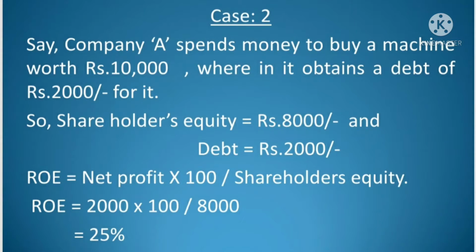Let us see another case. Say there is a company A and it spends money to buy a machine worth 10,000 rupees wherein it obtains a debt of 2,000 rupees for it. So here shareholders' equity is 8,000 rupees and the debt is 2,000 rupees. Therefore, return on equity is equal to net profit multiplied by 100 divided by shareholders' equity. That is 2,000 multiplied by 100 divided by 8,000, which comes out to be 25%. So here return on equity is 25%.